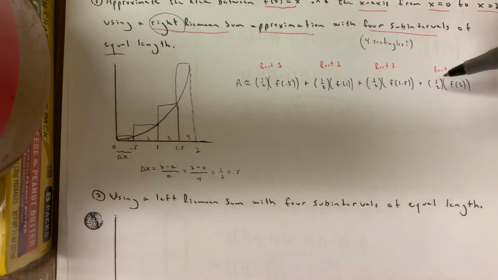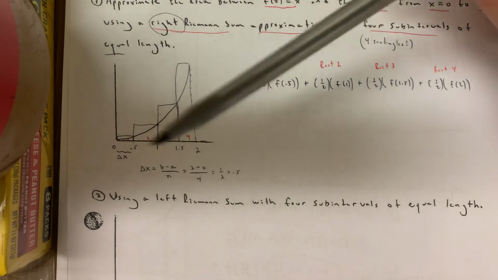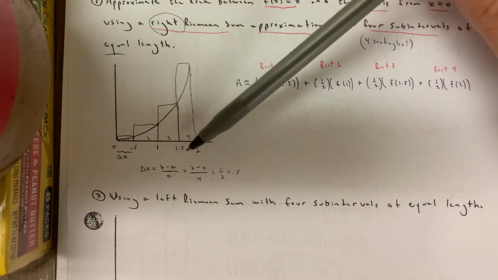You know, sometimes you have to do this. I will do a problem tomorrow where the subintervals actually aren't of equal length. You know, these won't all be 1/2. They'll be different distances.